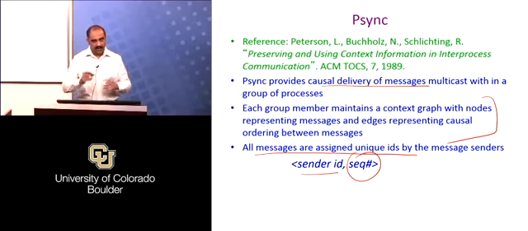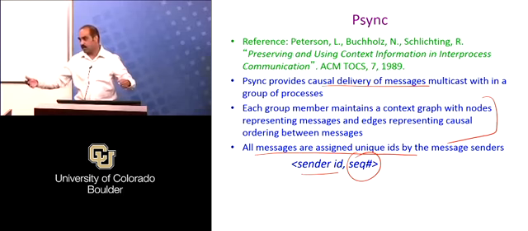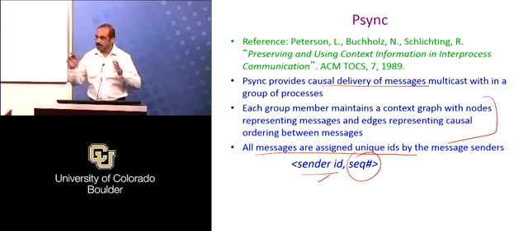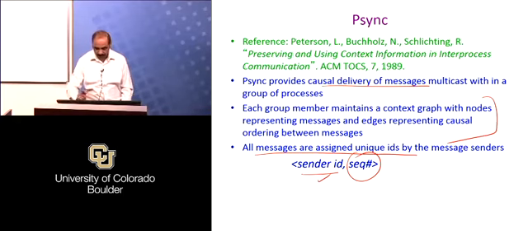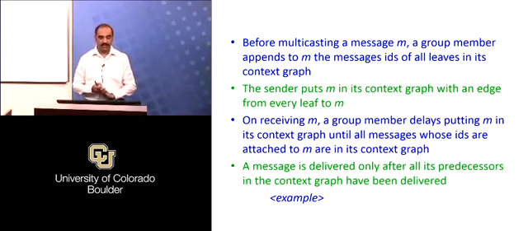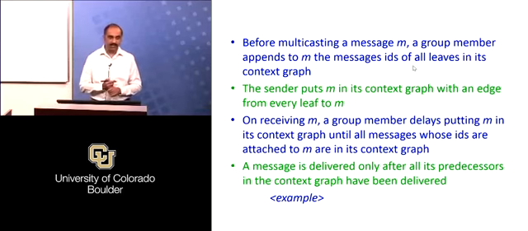Each process is maintaining a sequencer, so every message sent increments the sequence number. Of course, two processes may have the same sequence number, but their sender IDs are going to be different. That makes sure that you have unique IDs for every message. How does this work? Let me give an example, and then I'll build a context graph. Before you multicast a message M, a group member will append to M the message IDs of all leaves in the context graph.